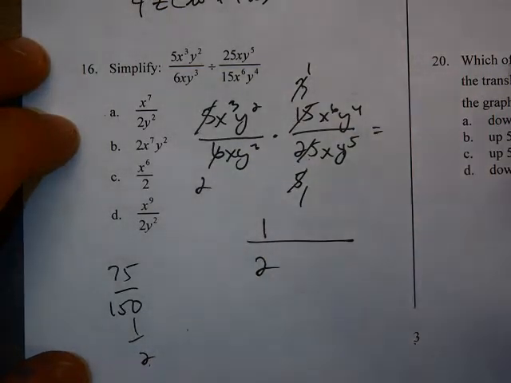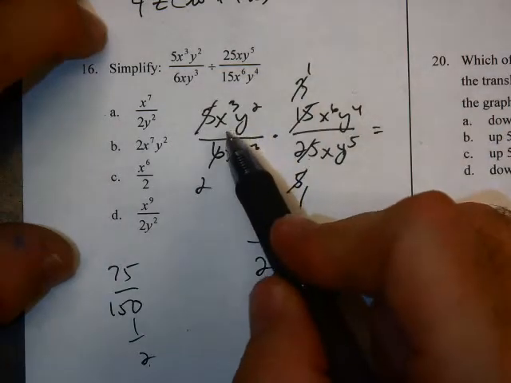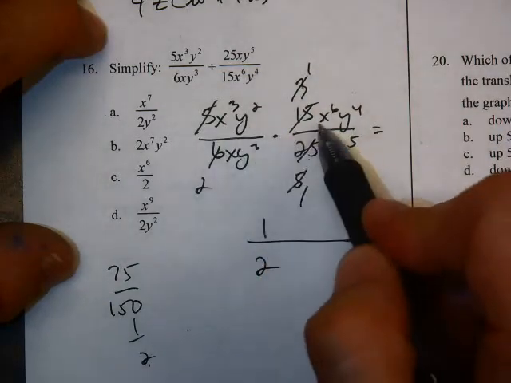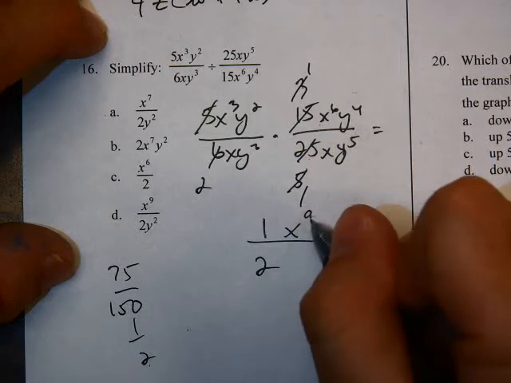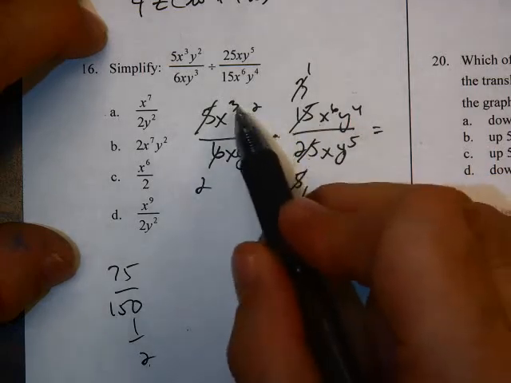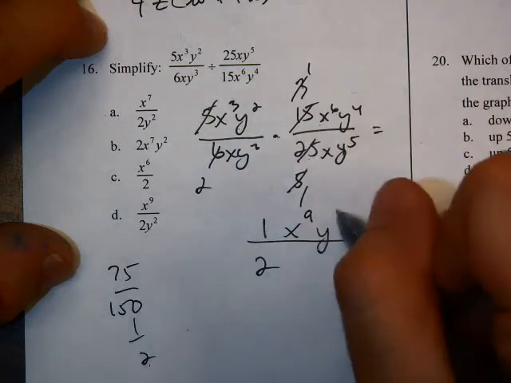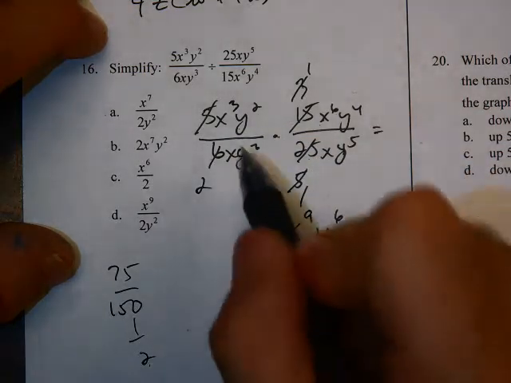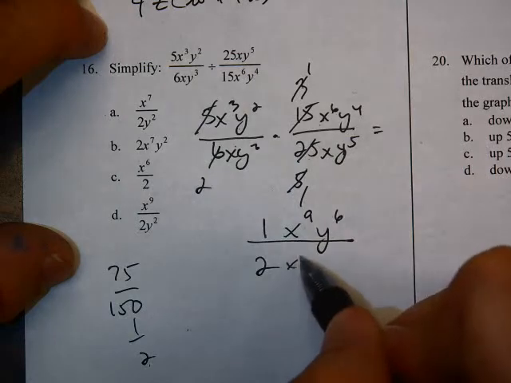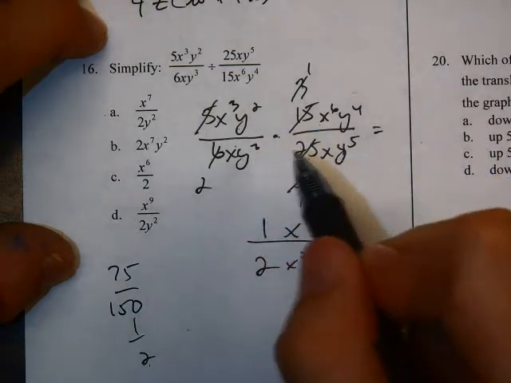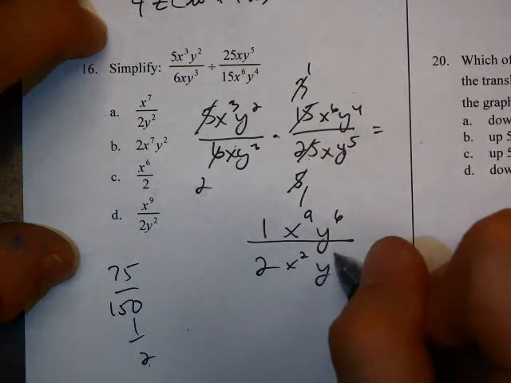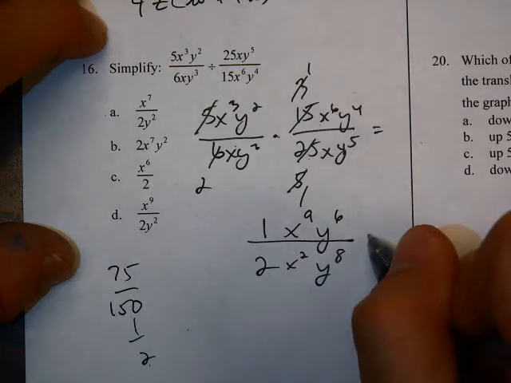Now when I multiply the variables, x to the 3rd times x to the 6th on top, that gives me x to the 9th. So when I'm multiplying, I'm adding these exponents. Y squared times y to the 4th is y to the 6th. On the bottom, I have x times x, which is x squared. Y to the 3rd times y to the 5th is y to the 8th.